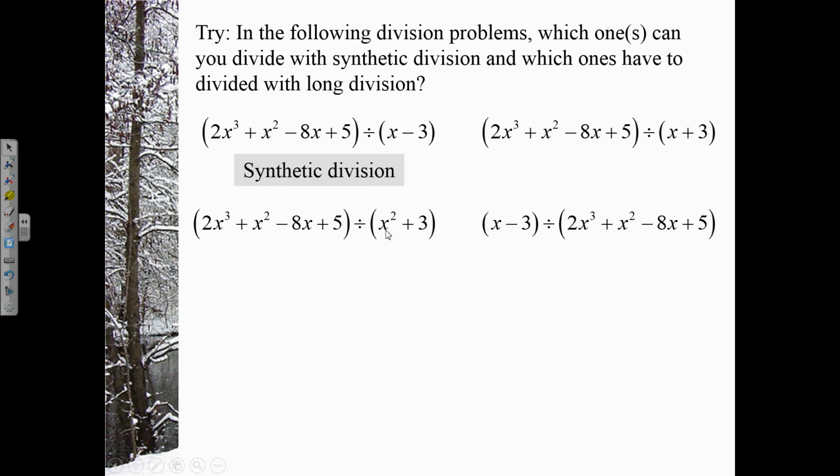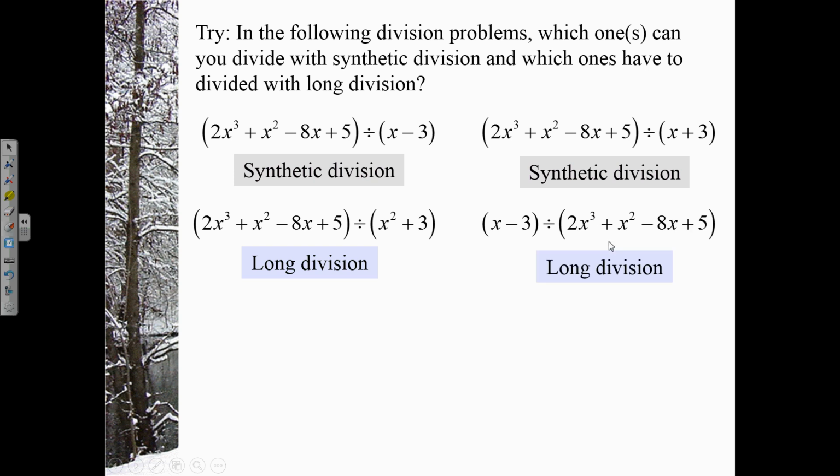On this one, you have to use long division because it has an exponent. In this one, it's just x plus 3, so that's actually okay. You can use synthetic division. It has 2 terms and 1 x and 1 number. On this one, it has more than 2 terms and it has a bunch of exponents. That one you definitely have to use long division.